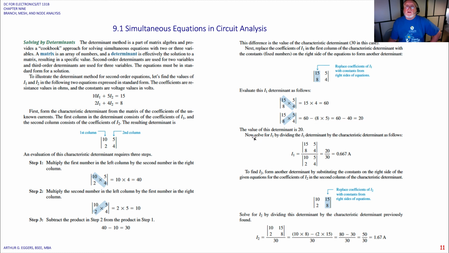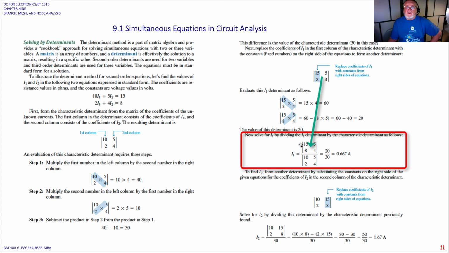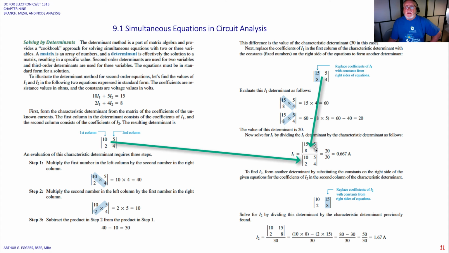Now we're going to solve for I sub 1 by dividing the I sub 1 determinant by the characteristic determinant as follows. You can see we put the little determinant in the numerator for the first set. We go back over here. We've got the determinant for the second set, and that was 20 divided by 30, which gives us 0.667 amps.